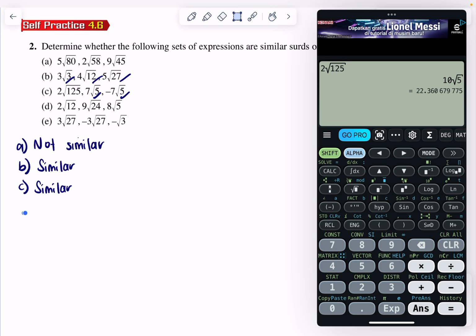Okay, D. 2 surd 12 is 4 surd 3. Then 9 surd 24 is 18 surd 6. So this one is surd 3, surd 6. So not similar.